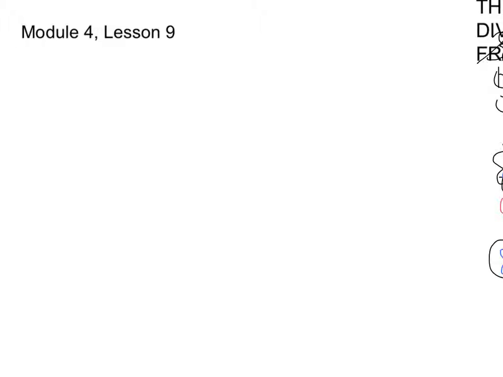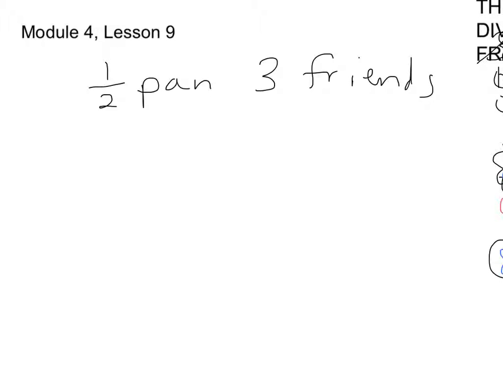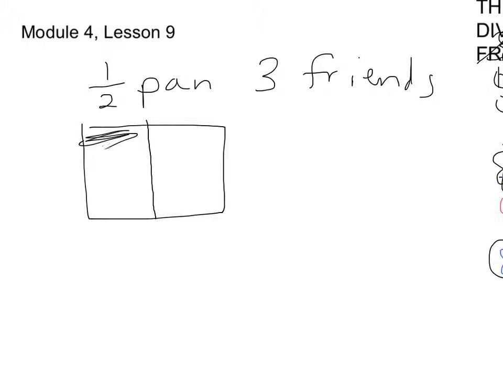But what if, instead of having 1 pan, you've got half a pan and 3 friends? Well, for this one, I think we better draw that out. Here's my pan. Cut it in half. This is how much I have, half a pan. But my 3 friends want to share that, so I have to cut my half into thirds. What portion of the whole pan is each friend going to get? Because each friend's going to get one of these pieces I cut.